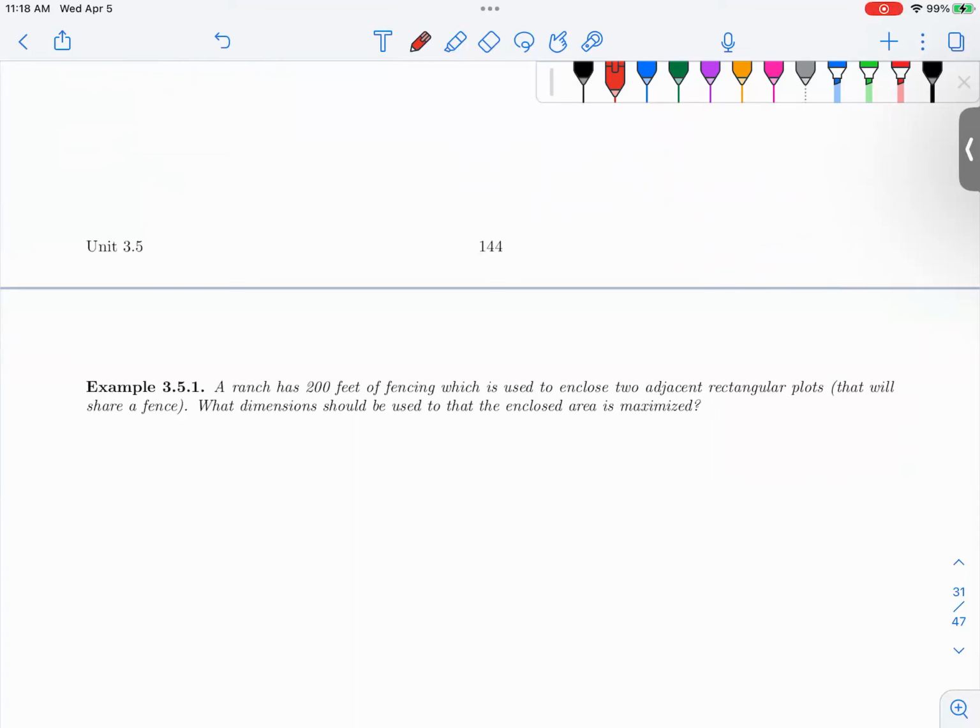So the most classic example that almost everyone experiences as their first problem is: a ranch has 200 feet of fencing. That 200 feet of fencing is not a lot of fencing, is it? Not really. You can tell I'm not a farmer. I don't have a green thumb at all. A ranch has 200 feet of fencing. Maybe I should say 200 miles. Either way, suspension of disbelief. A ranch has 200 feet of fencing with which it wants to enclose 2 adjacent rectangular plots that will share a common fence. What dimensions should be used to maximize that enclosed area?